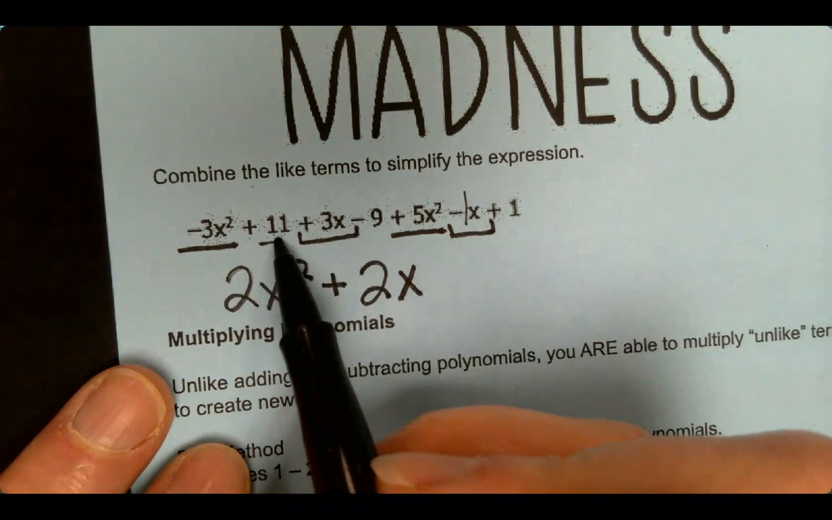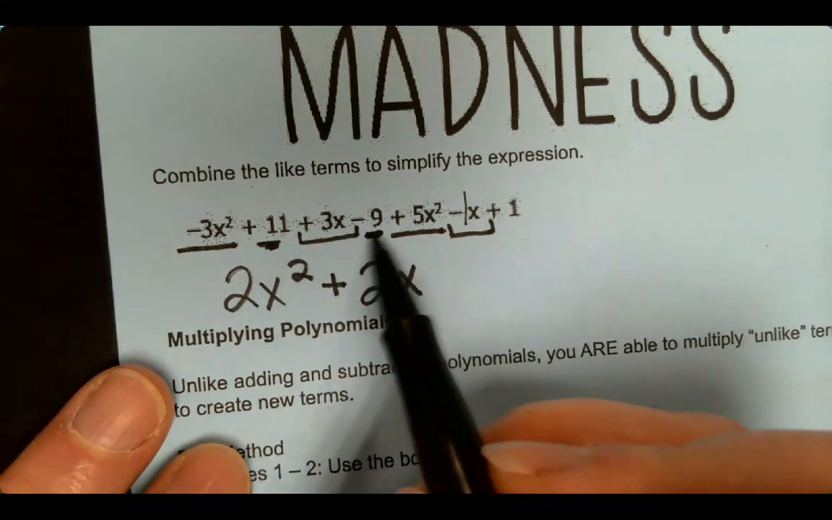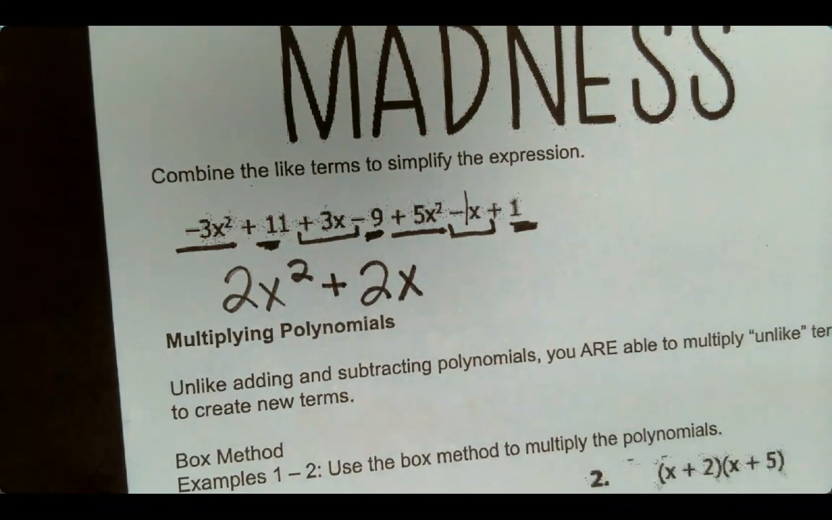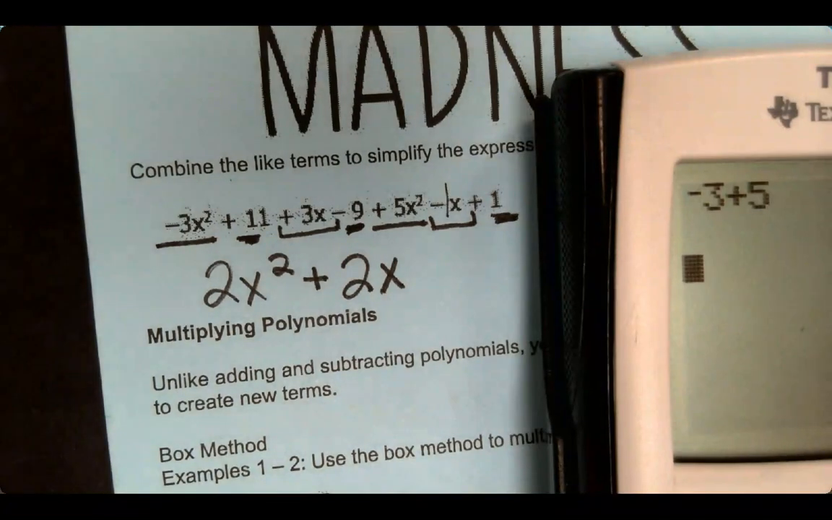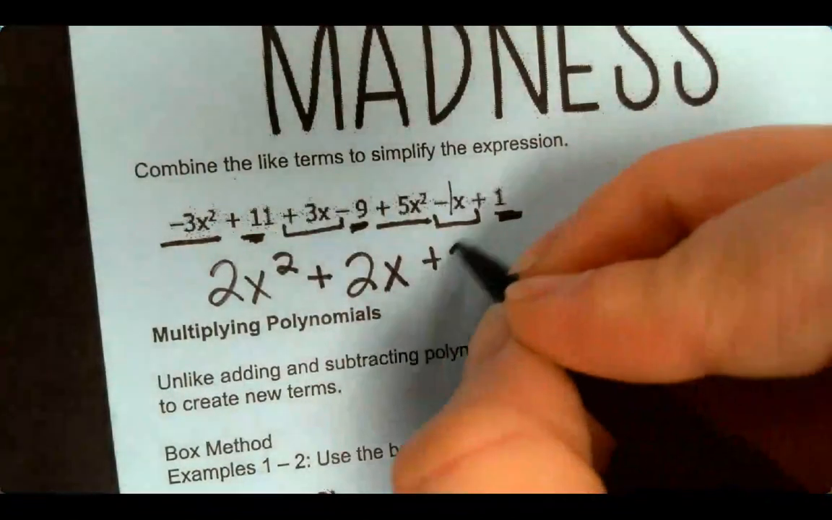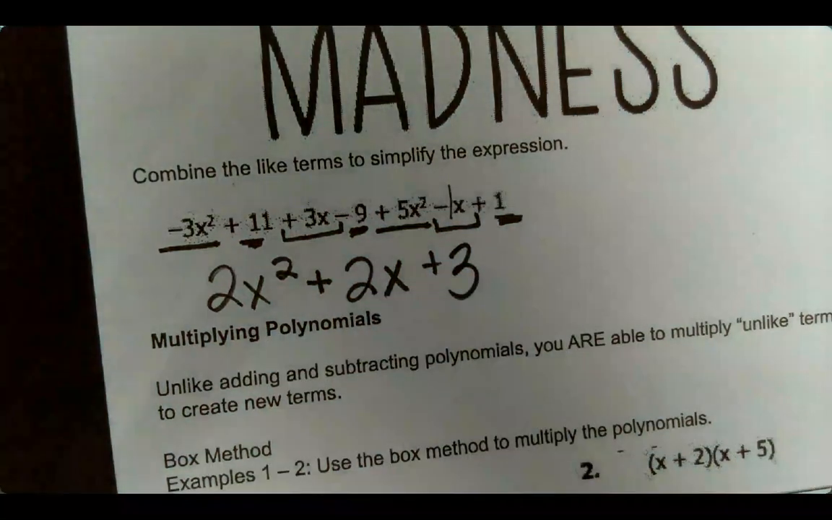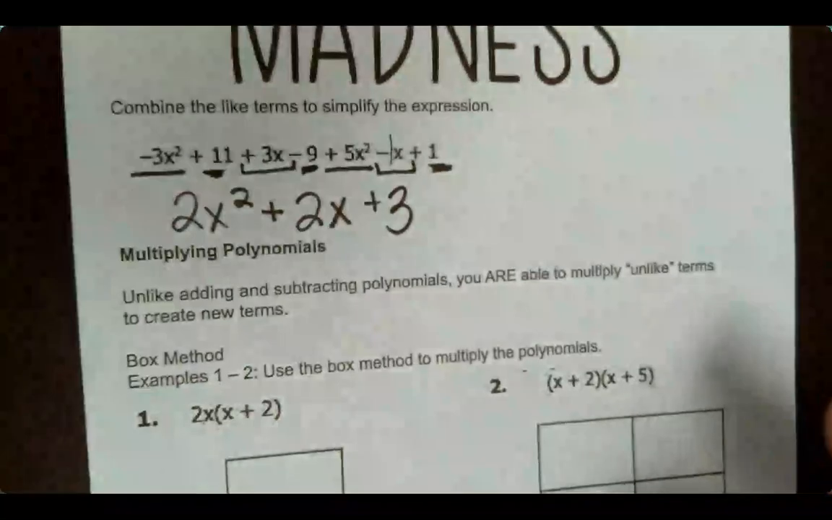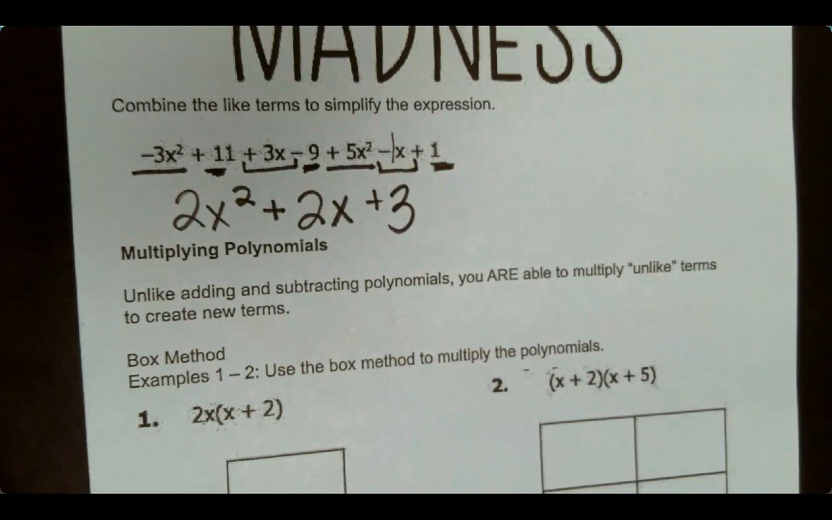Then we have 11, negative 9, and 1. So you can put that in the calculator. 11 minus 9 plus 1 is 3. So it'd be plus 3. Okay, so we combine like terms by adding coefficients that have the same variable and exponent.